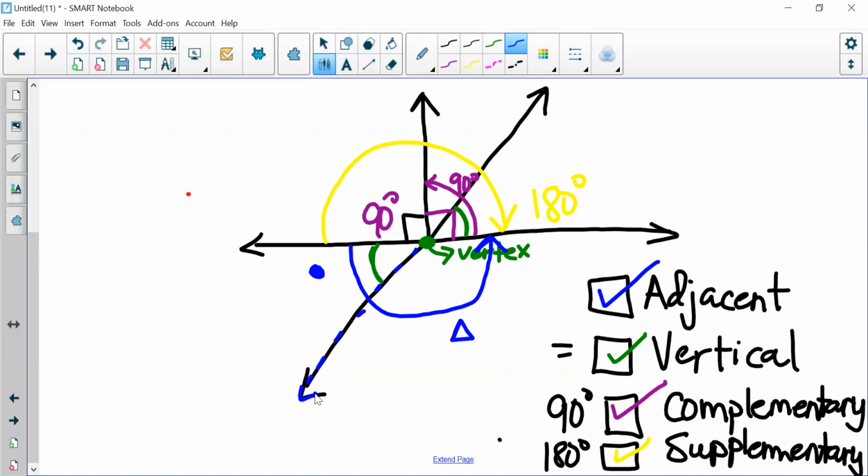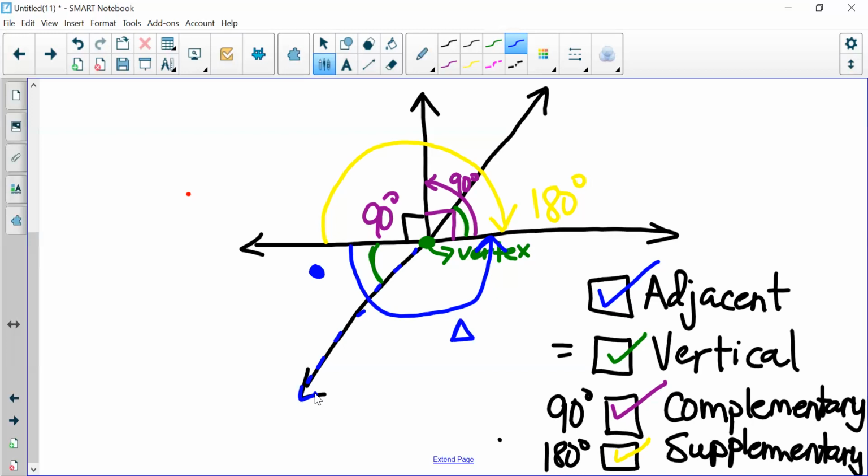Vertical angles are like the Wakanda forever symbol, or an X. The only thing that vertical angles have in common, as far as how they touch, is they share a common vertex, or a common point, and it's the point where your two lines cross. Whereas adjacent angles share a common side, like the line that I have highlighted in blue here. This angle where you see the dot and the one where you see the triangle, they have this side in common. They share a common side.